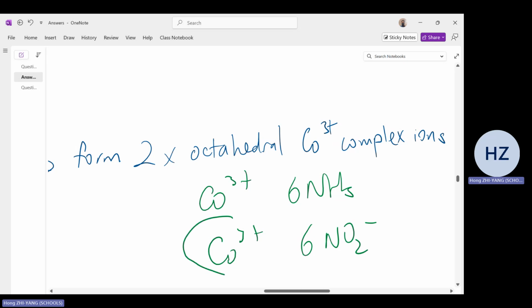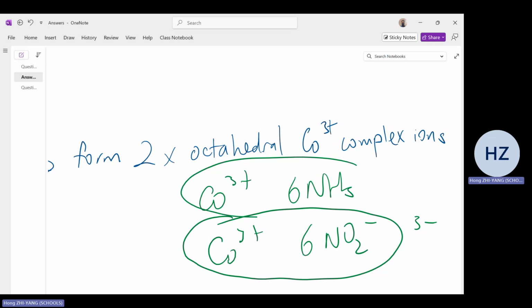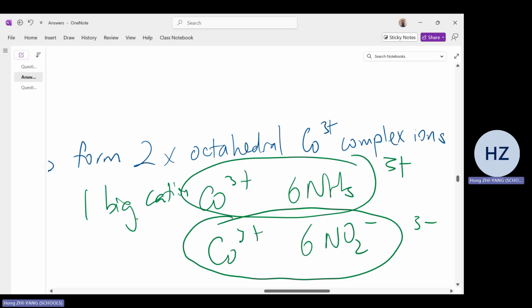Just be careful about this one, the net charge, huh? This one is 3 minus overall, and this one is 3 plus. And it fits the question, because these two together, technically this is one huge big cation and one big anion. Just turn it into an ionic compound. That's it. Okay, that's it. That's all the question is asking you to do.